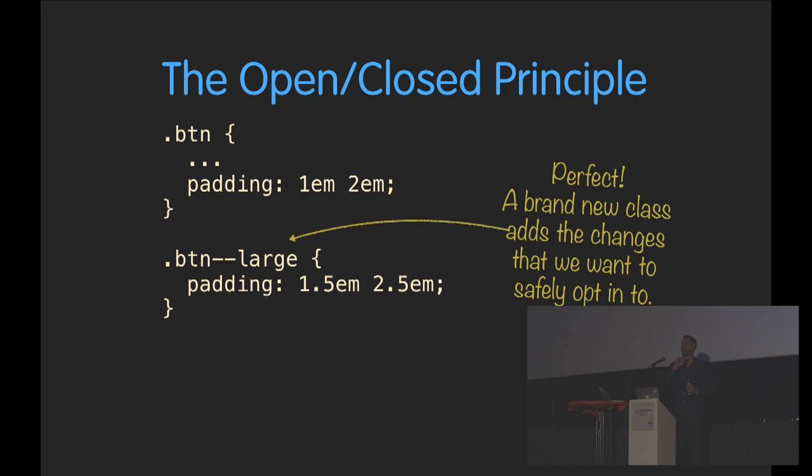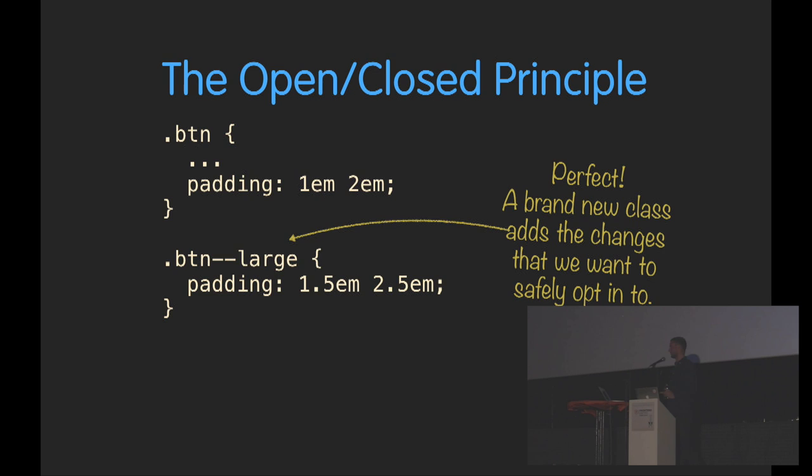So the open-close principle is all about adding new stuff via extension. It seems kind of counterintuitive. We are actually writing more and more CSS. It does lead to larger projects. But that's usually a worthy sacrifice when compared with the other alternative, which is regressions, collisions, accidentally undoing other people's work. So yeah, a safe way to make changes.